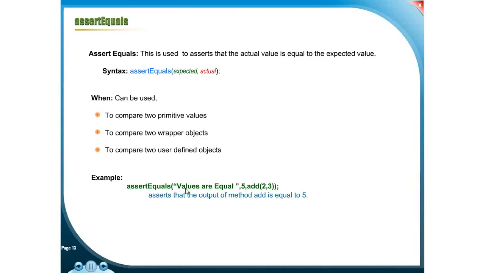assert equals is taking three arguments here: a message, then 5, then add 2 comma 3. The last one, add 2 comma 3, is the result based upon your code. It should be equal to 5. If it is, then the message "values are equal" would be printed.